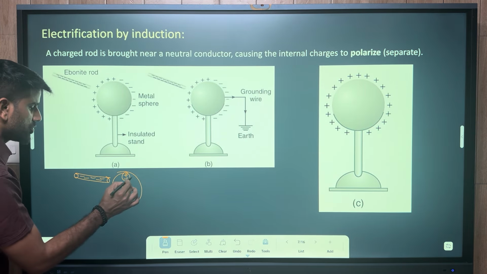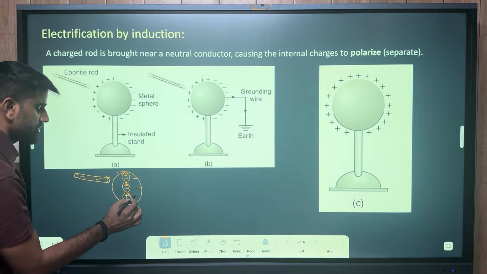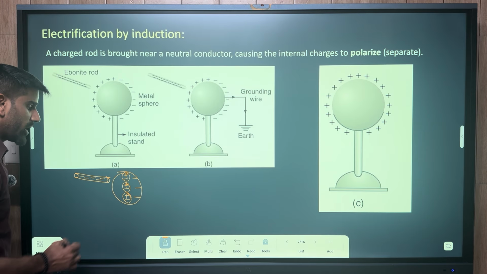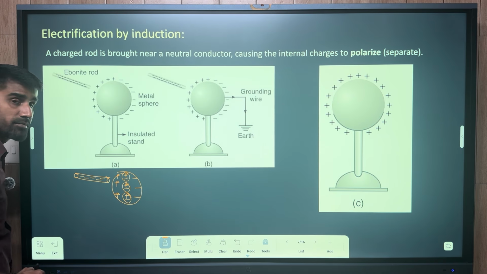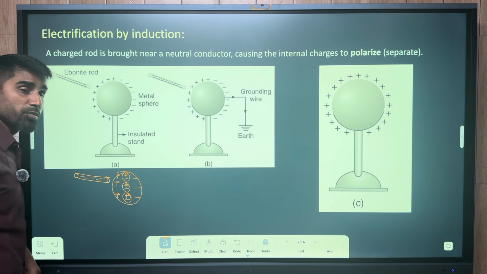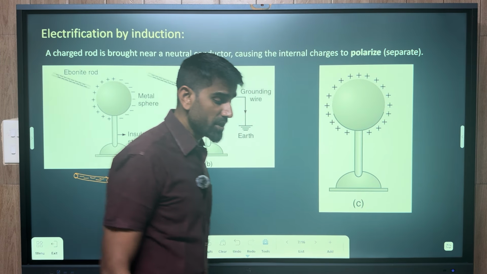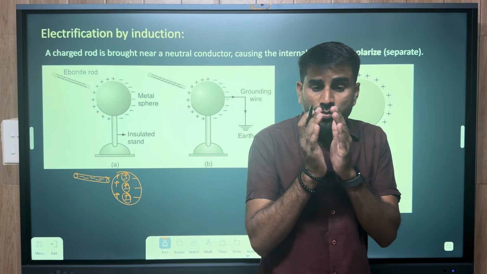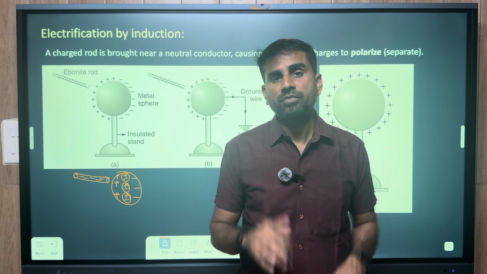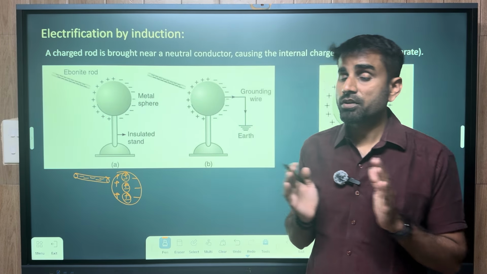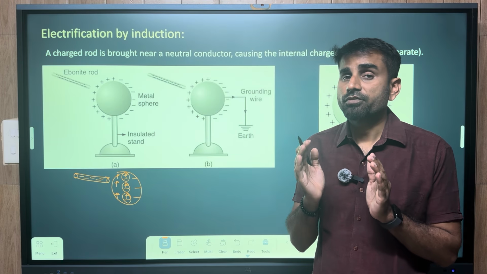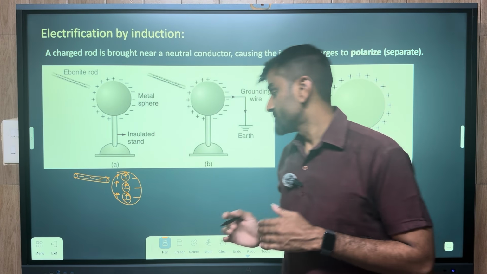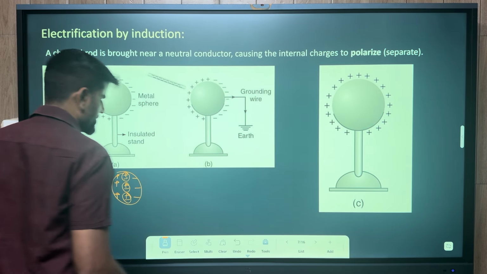It actually pushes the negative charges away. Okay, and meanwhile this negative charge also attracts the positive charges towards it. That means in this process, in the same object, electrons and protons are being separated. This process of separation of electrons and protons, I mean positive and negative charges, is called polarization.